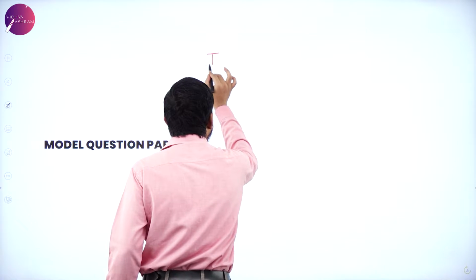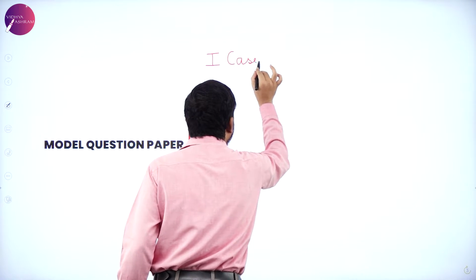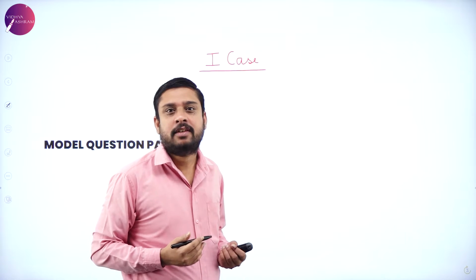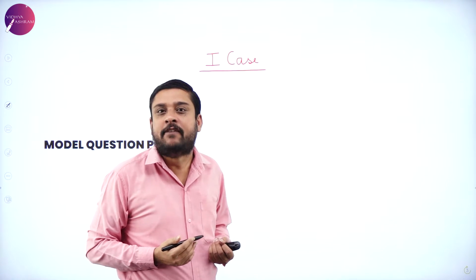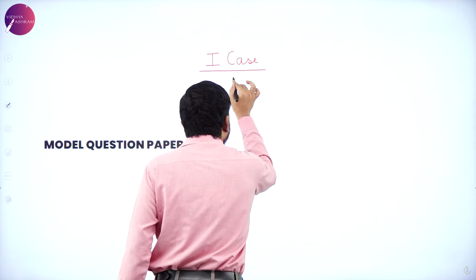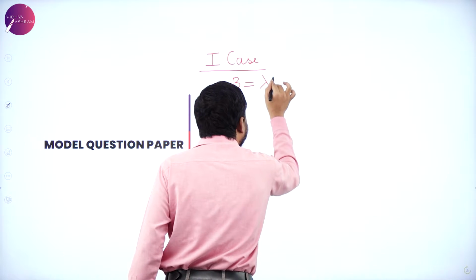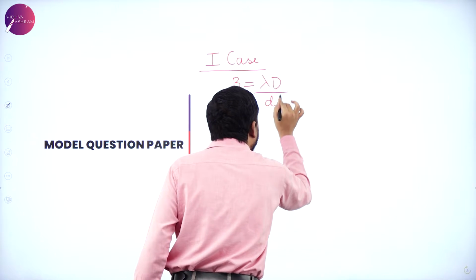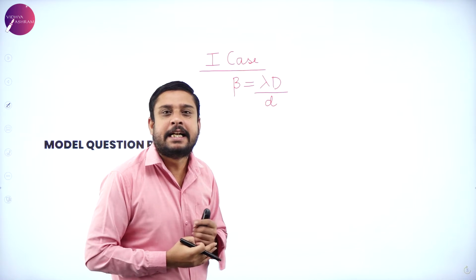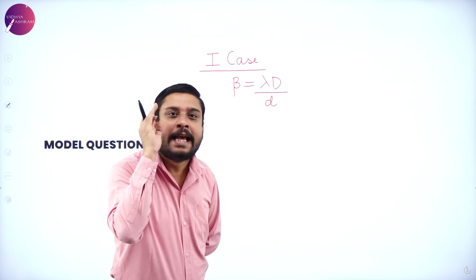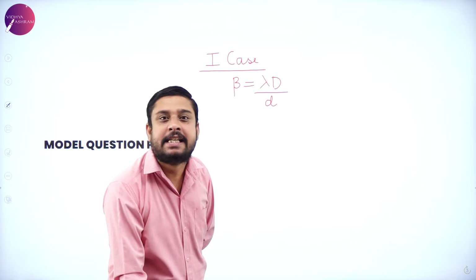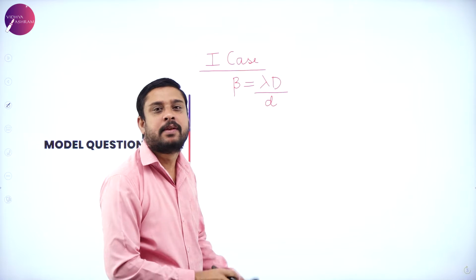So in the first case, now how do I relate fringe width with the wavelength of light used? We know that beta is equal to lambda D divided by d, where capital D is the distance between the slits and the screen, and small d is the distance between the slits.